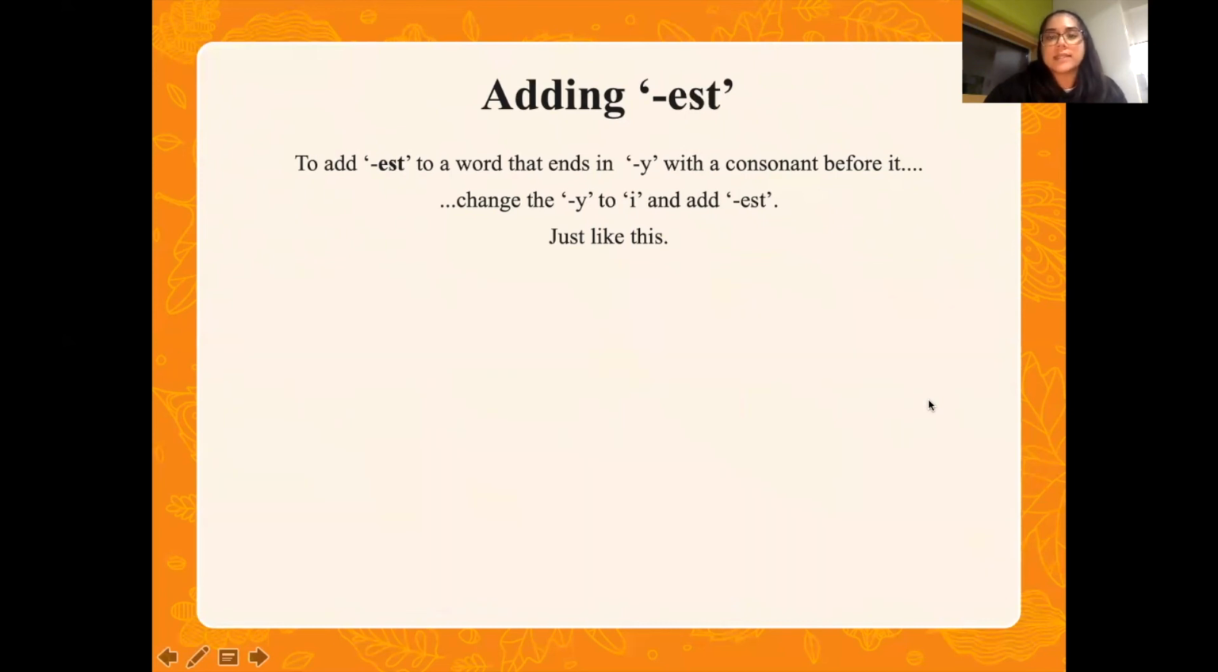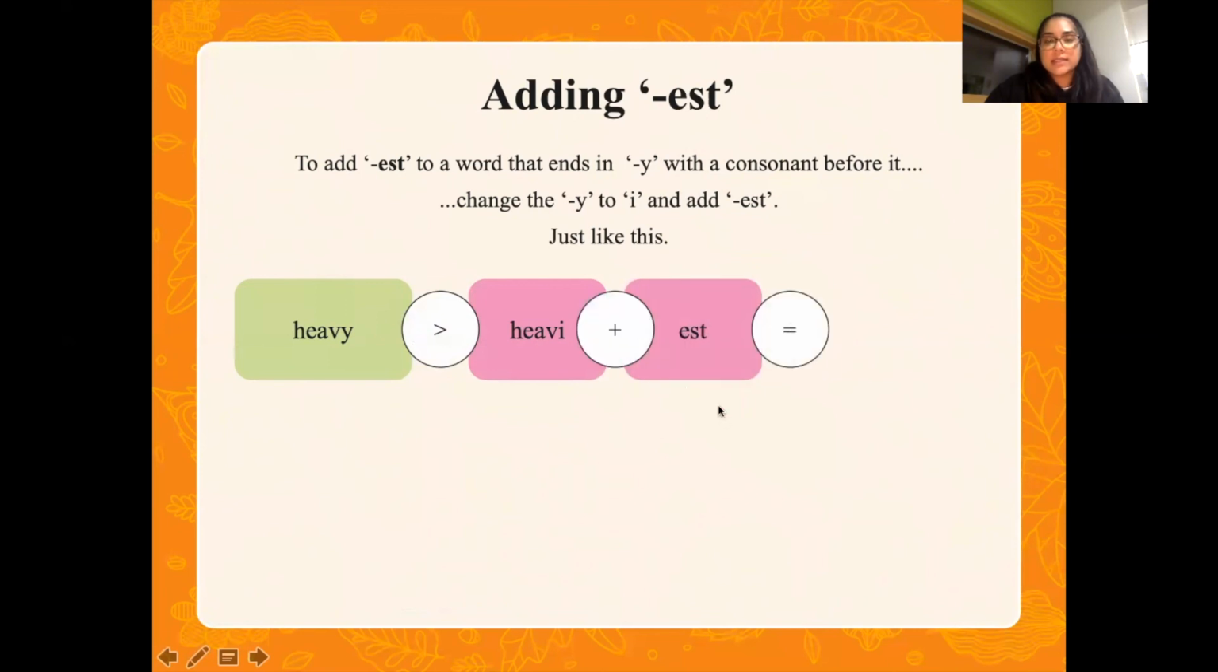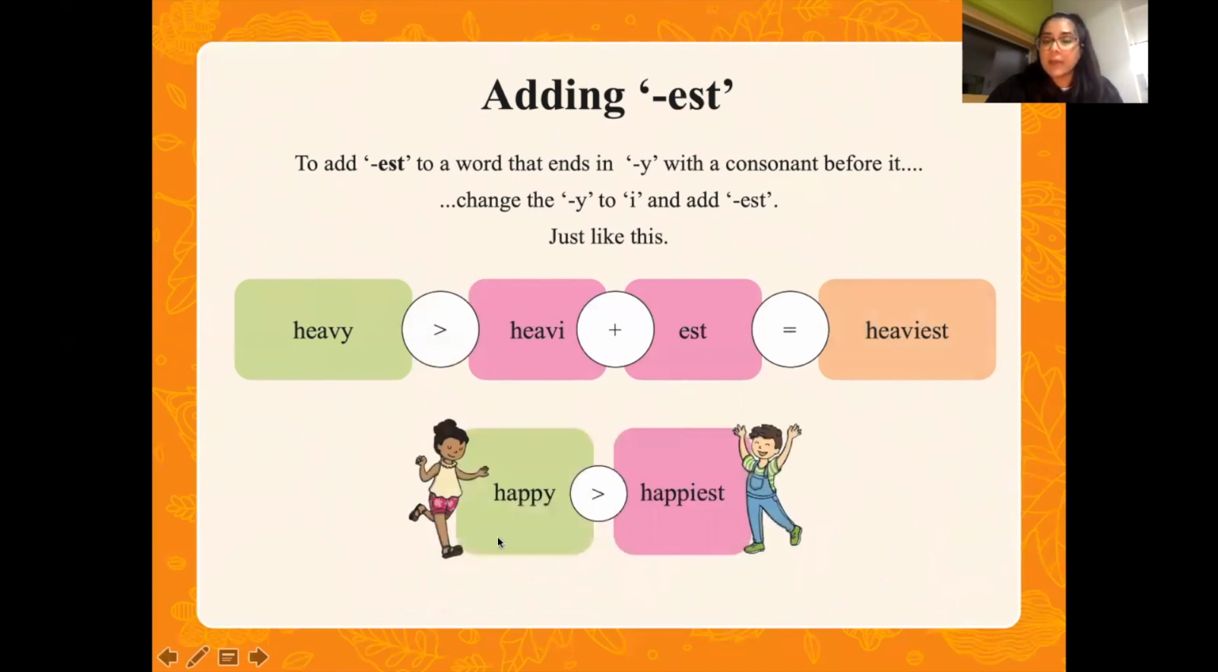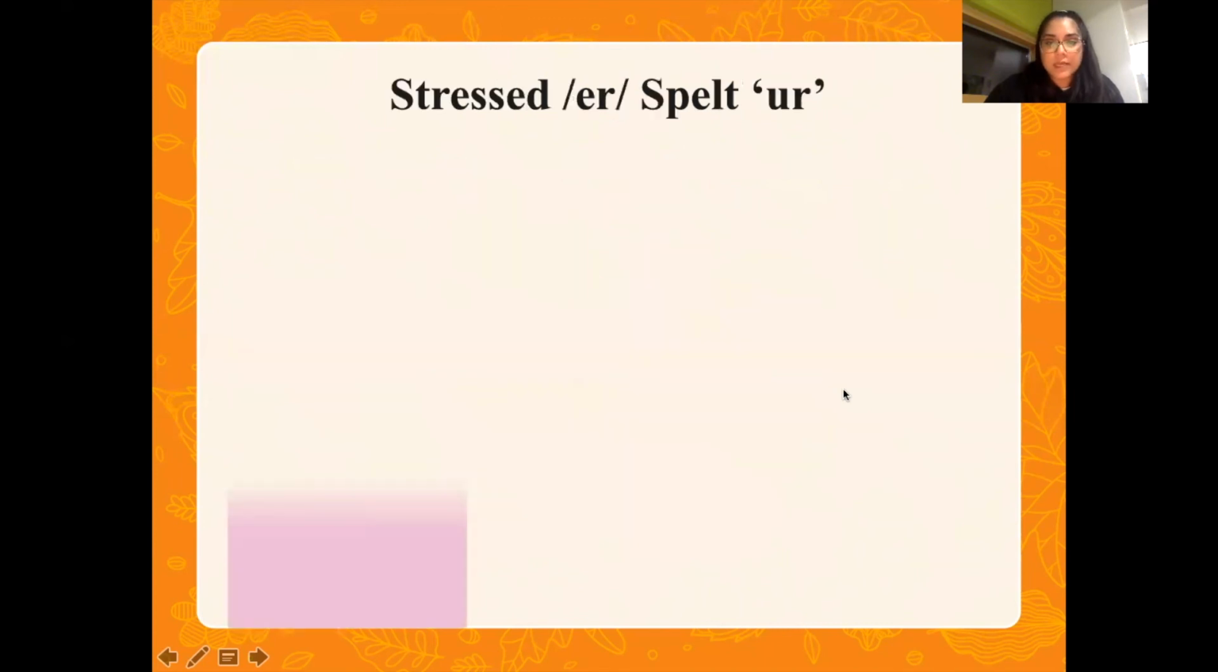Let's have a look at EST. We have heavy, where the Y is taken off, the I is added, and EST is also added as our suffix to create heaviest. And it's the same with happiest. Can you please have a go at writing happy to happiest in this form here? Brilliant, well done everybody, great.